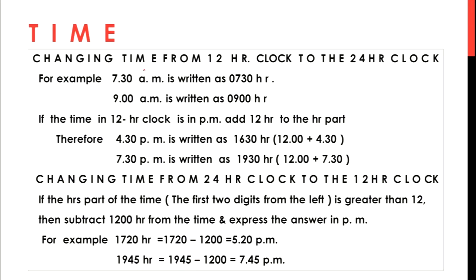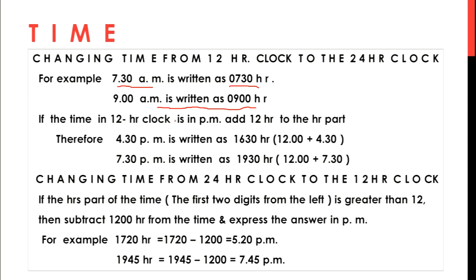The next problem in this chapter is changing time from the 12-hour clock to the 24-hour clock. 7:30 AM stays the same, it is the same time, but it is written as 0730 hours in 24-hour format, and 9 a.m. is written as 0900 hours. If the time is in PM, add 12 hours.